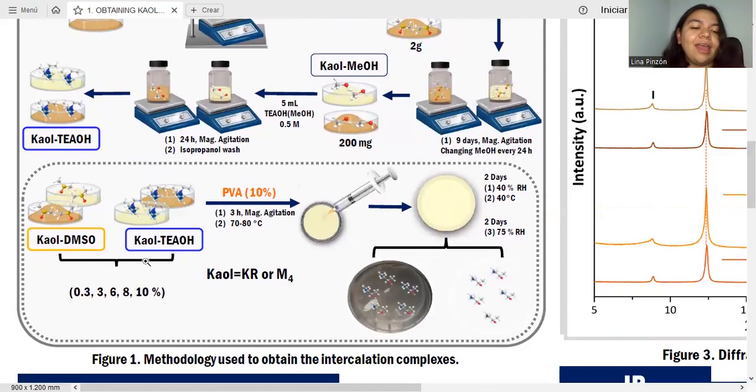The Kr DMSO and Kr TEA materials were chosen as reinforcement in 10% PVA films with percentages of 0.6, 3, 6, 8, and 10% with respect to the mass of the PVA. The solutions were prepared in 5% ethanol at 70 and 80 degrees Celsius for 3 hours. They were dried at 40 degrees Celsius with 40% humidity for 2 days and at 75% humidity.